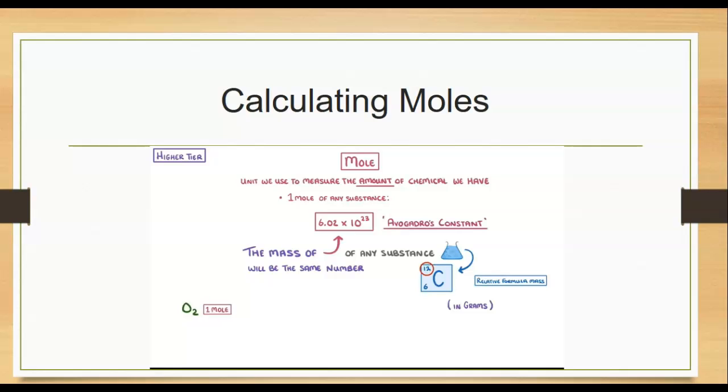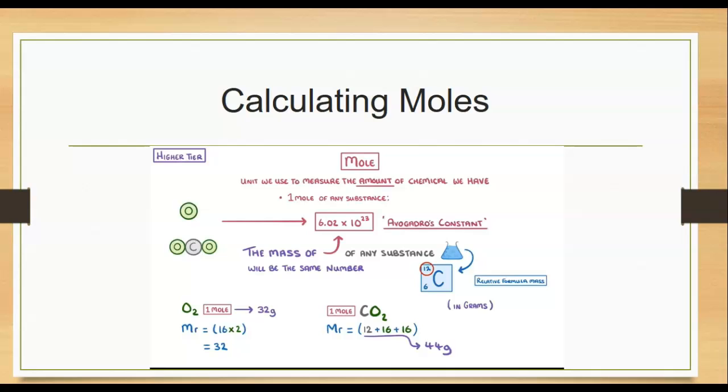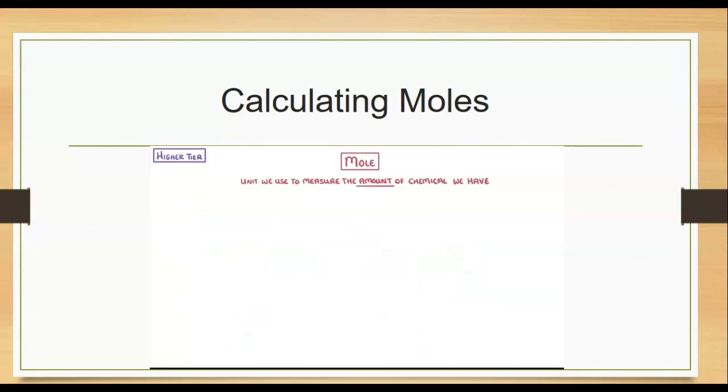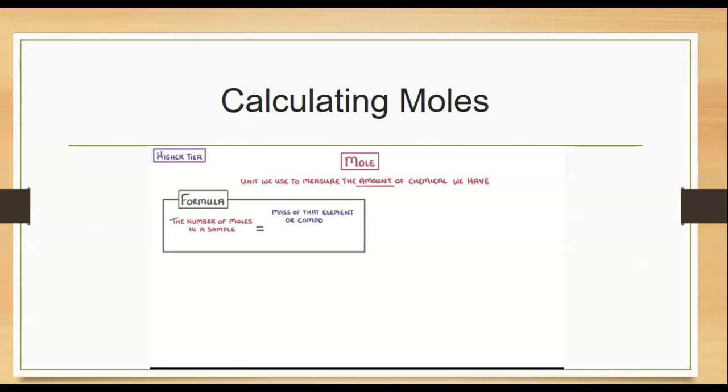Meanwhile, 1 mole of oxygen, which has the relative formula mass of 16 times 2, so 32, would weigh 32 grams. Or 1 mole of CO2, with a relative formula mass of 12 plus 16 plus 16, and so 44, would weigh 44 grams. But in all these cases, there would be 6.02 times 10 to the 23 atoms or molecules. Because of this rule, we can create a formula which tells us that the number of moles in a sample is equal to the mass of that element or compound divided by its MR.